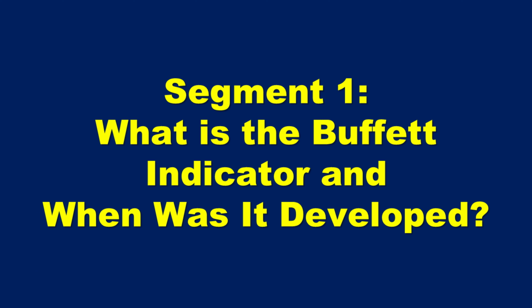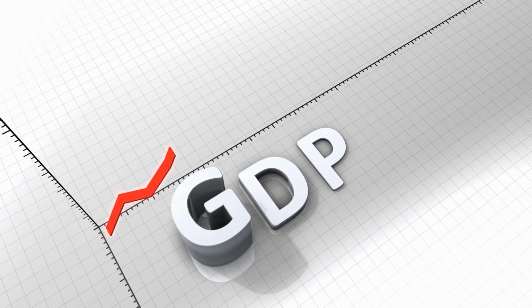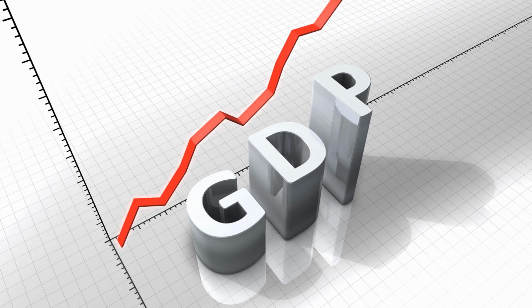What is the Buffett indicator and when was it developed? The Buffett indicator, also known as market cap to GDP ratio, measures the total value of all US stocks compared to size of the US economy. It's like checking if the stocks are priced reasonably relative to what the country is producing.